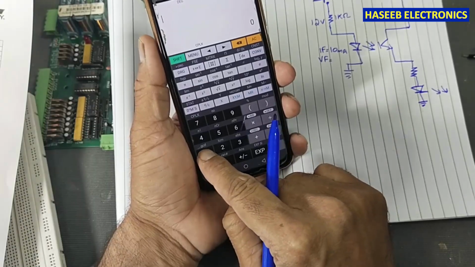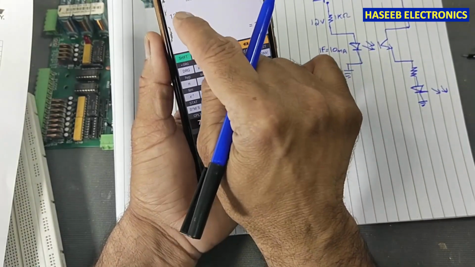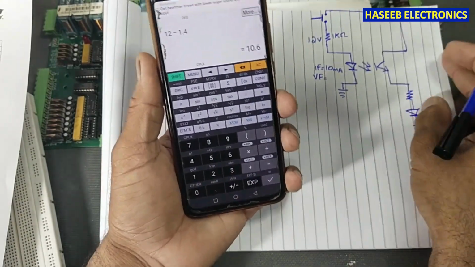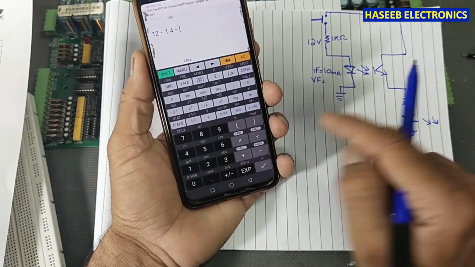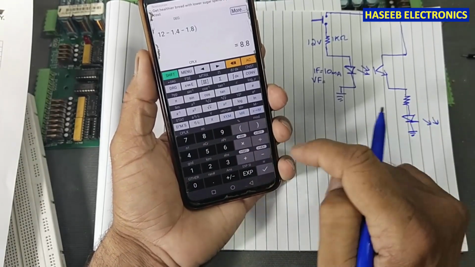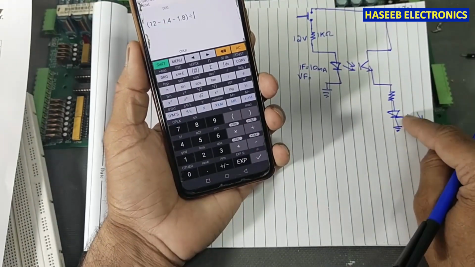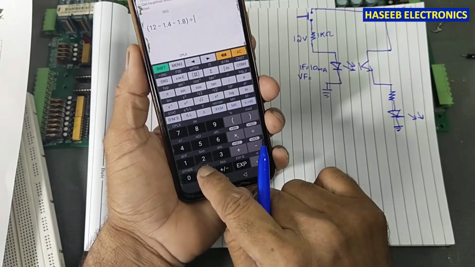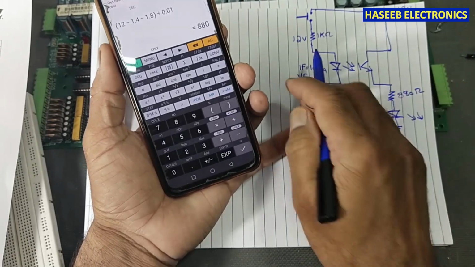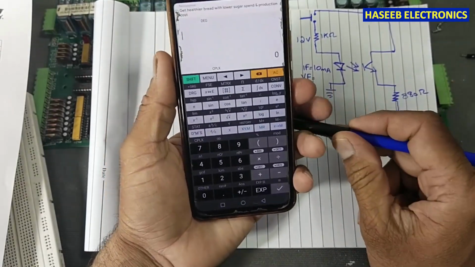We are using 12 volt minus 1.4 volt for the transistor, and minus 1.8 volt for the LED. Take the remaining voltage and divide it by the current. We will use 10 milliampere current for this LED, 0.01, so it will use an 880 ohm resistor. Here we need 1 kilo ohm, here we need 880. We can also use a 1 kilo ohm resistor here.